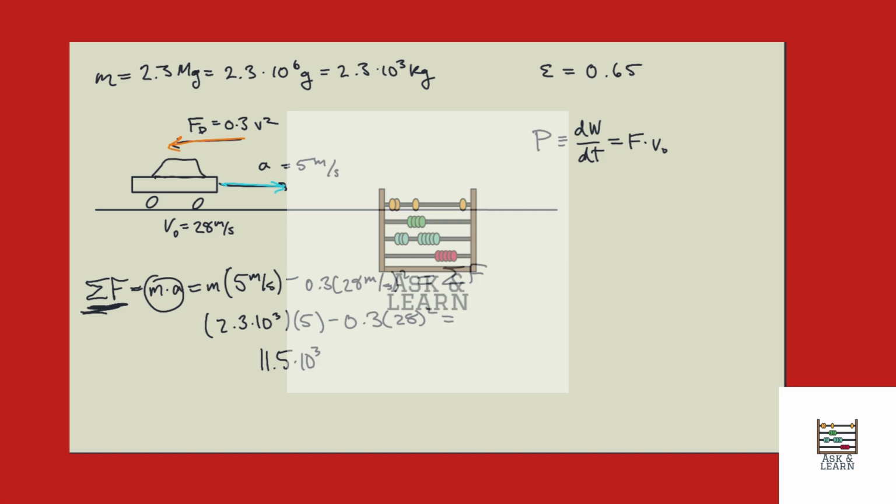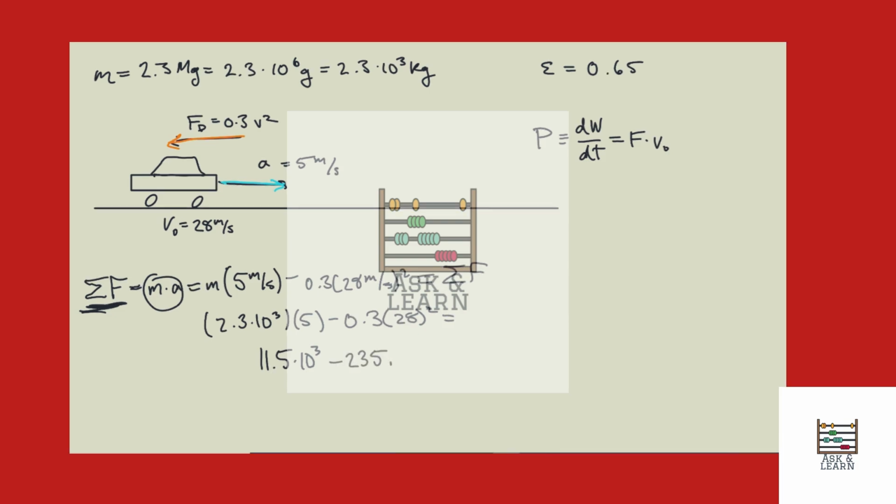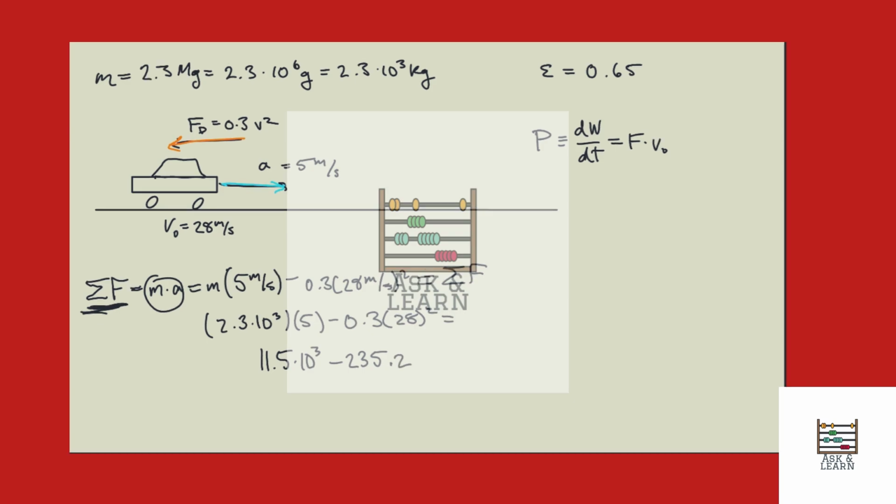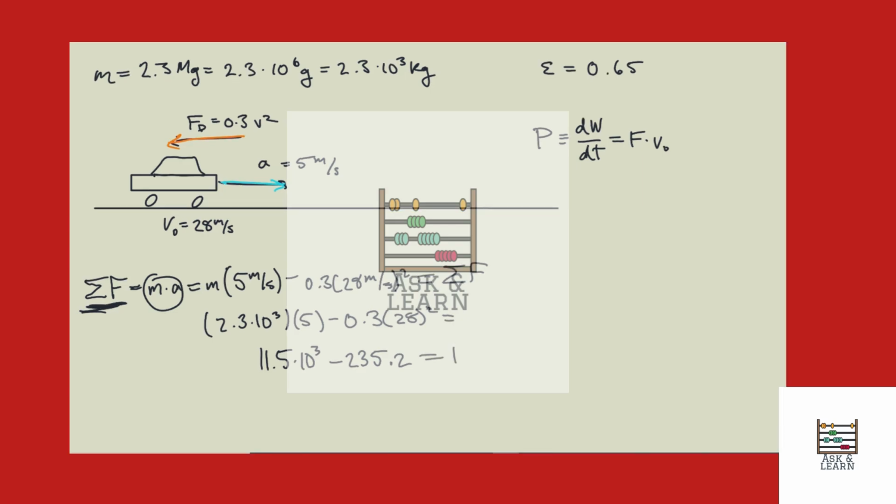0.3 times 28 squared equals 235.2. And that 11.5 times 10 to the 3, 10 to the 3 is 1,000, so we have 11,500. 11,500 minus 235.2 is 11,264.8. That's in newtons. That's going to be the net force that we'll use for the power.